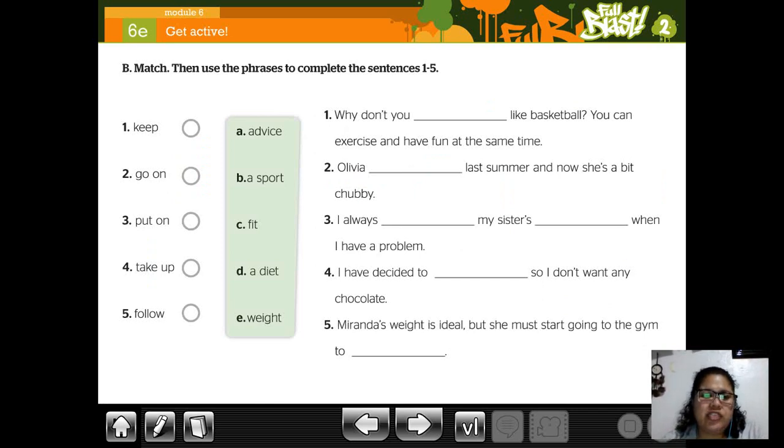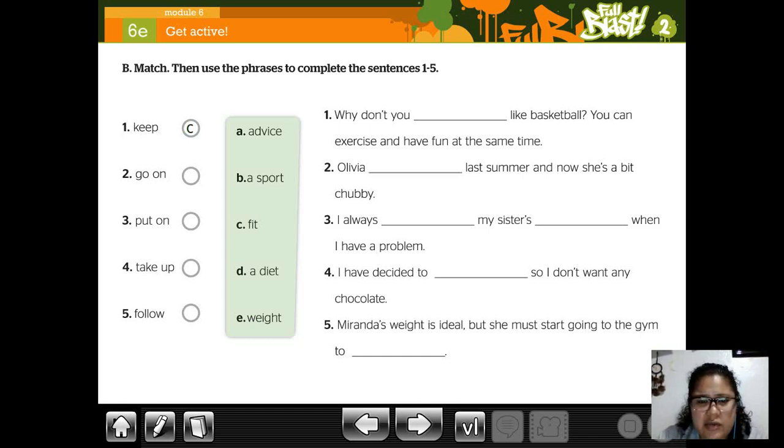We have another exercise. It says match, then use phrases to complete the sentence. You're going to match keep, go on, put on, take up, and follow. Por ejemplo, keep. ¿Con cuál iría? Keep advice, keep a sport, keep fit, keep a diet, or keep weight. Well, keep fit. Okay, keep fit. Esa sería una. And then you have to answer or complete the paragraphs. Okay. Por ejemplo, ¿dónde podemos poner keep fit?